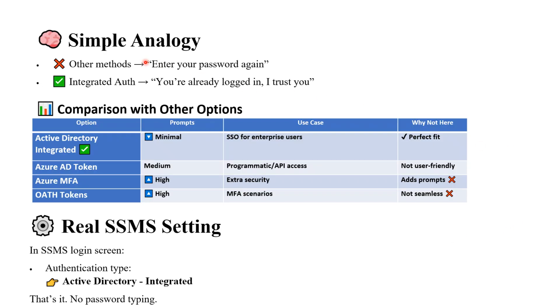So this is a simple analogy. With other methods, you have to enter your password again. Even for MFA, you have to get the MFA token and then put it right there. So you can see the comparison right here. This is Azure AD token. Again, it is programmatic API access.